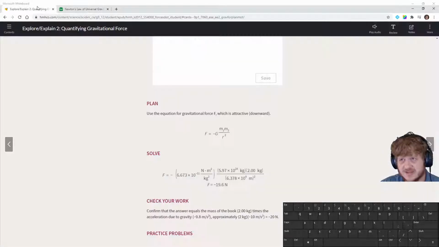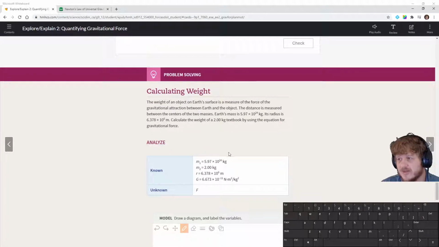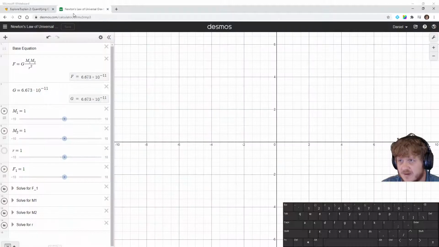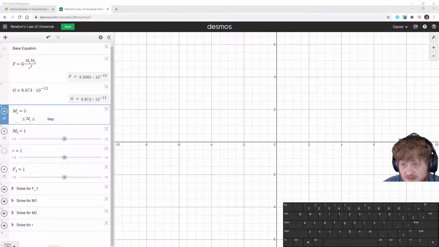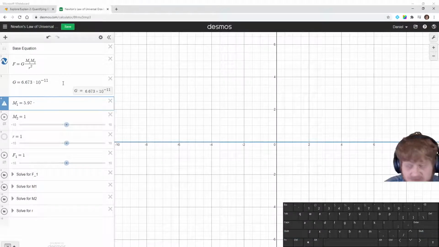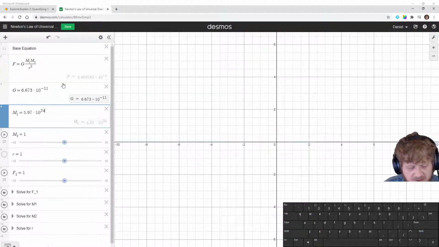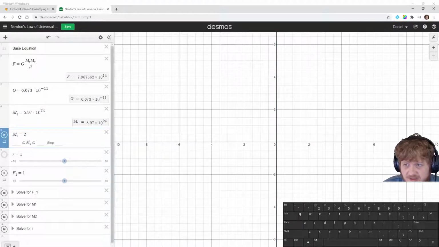So let's put it to the test by utilizing it for calculating the weight of an object on Earth's surface. So what we'll do is plug in Earth's mass as M1. So M1 was 5.97 times, not plus, times, so that would be the asterisk 10, and then shift caret to the 24th. And then M2, when we looked at it, was 2 kilograms.